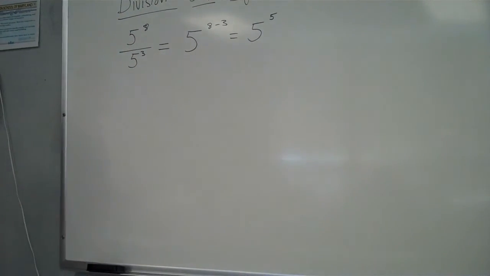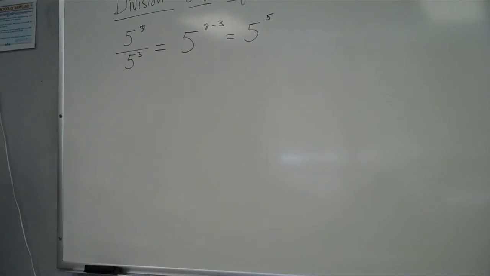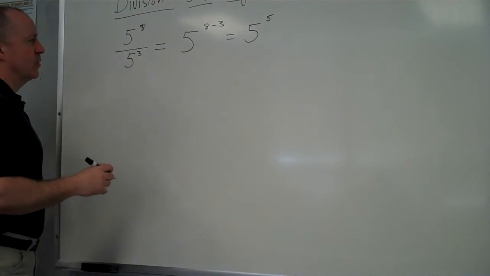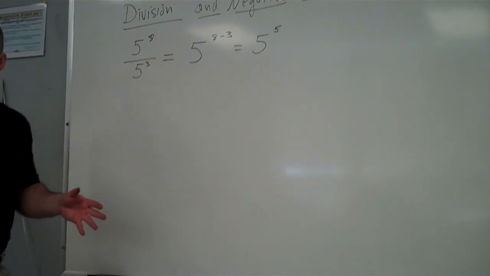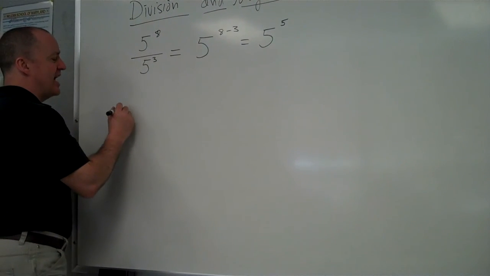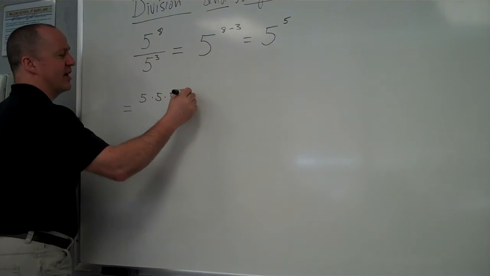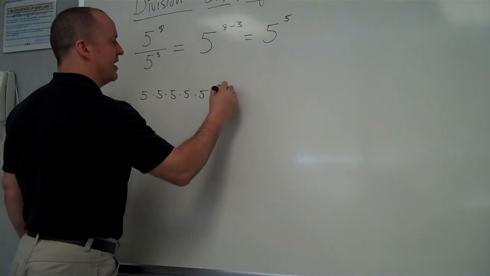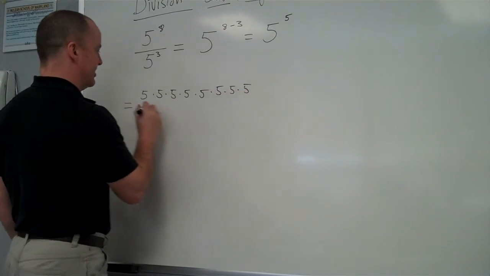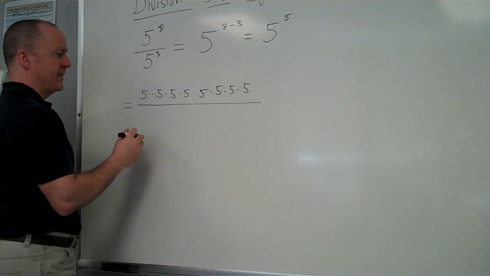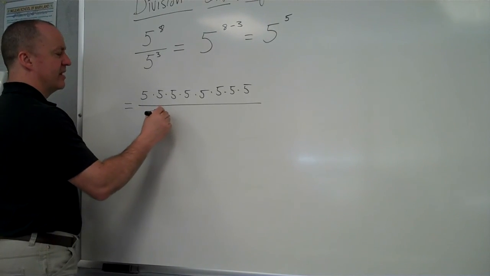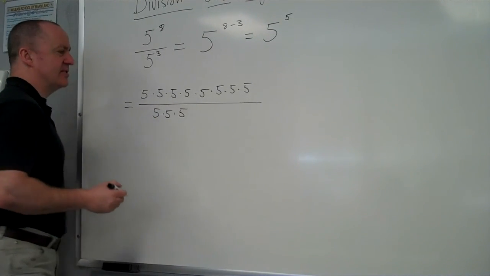I'm going to illustrate why this works, doing something the way Nick was doing it before, which you don't have to do every time, and in fact wouldn't work very well. I can rewrite this as 5 times 5 times 5 times 5 times 5 times 5 times 5 times 5. Is that 8 of them? Please double check me. Yeah, 8. Over 5 times 5 times 5.